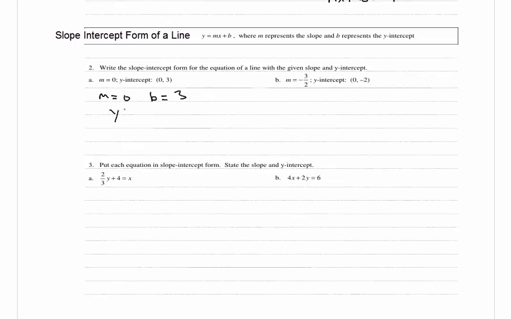So if we have y is equal to mx plus b, then we can substitute our m and our b in and we get y is equal to 0 times x plus 3. 0 times x is 0, so we have y is equal to 3. So we have a horizontal line.